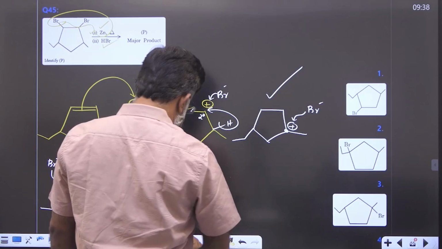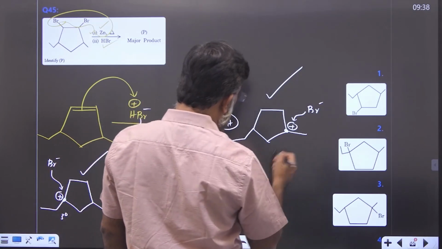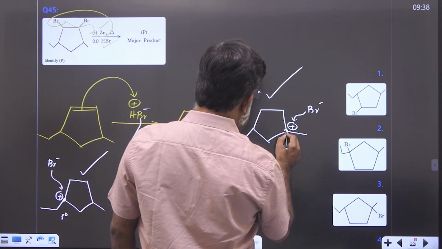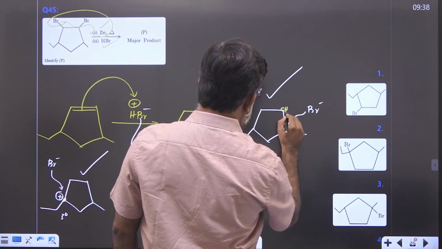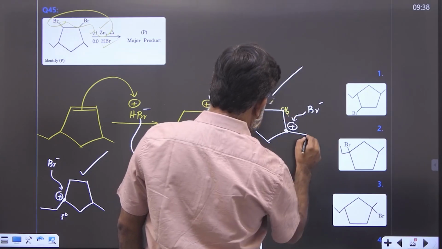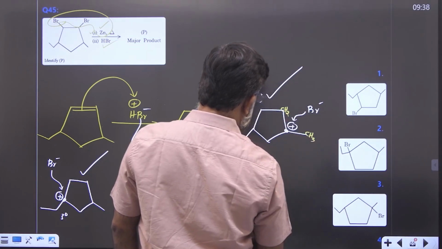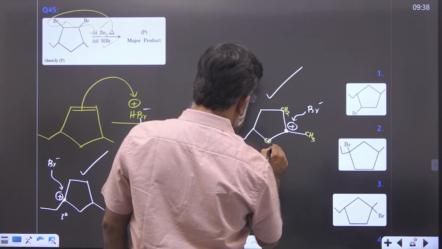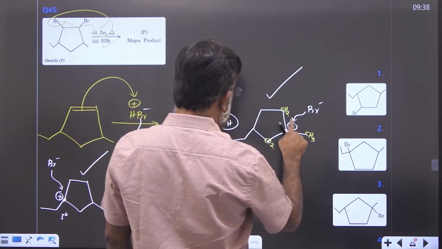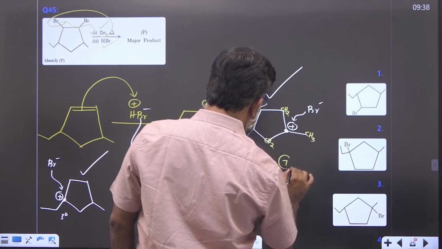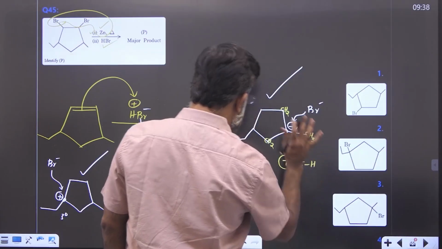And that can be understood by hyperconjugation. You see, this is the carbocation. This is an alpha carbon. There are 2 alpha hydrogens. This is an alpha carbon. There are 3 alpha hydrogens. This is an alpha carbon. There are 2 alpha hydrogens. 3 plus 2, 5 plus 2, 7. There are 7 alpha hydrogens over here.